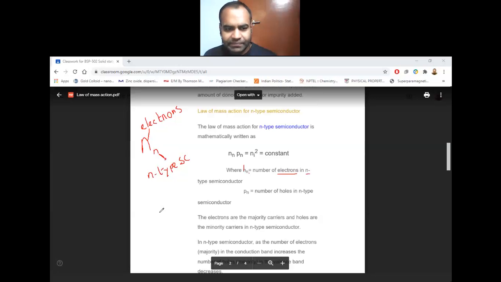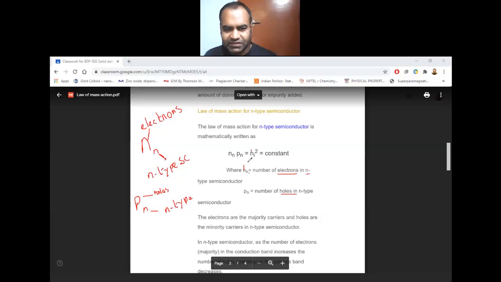Okay. Similarly, Pn stands for number of holes in the n-type semiconductor. P stands for the holes, and the subscript n stands for n-type semiconductor. Okay, so I hope you have understood the law of mass action for n-type semiconductors now. So Nn Pn equal to Ni square. Don't get confused with the n's.